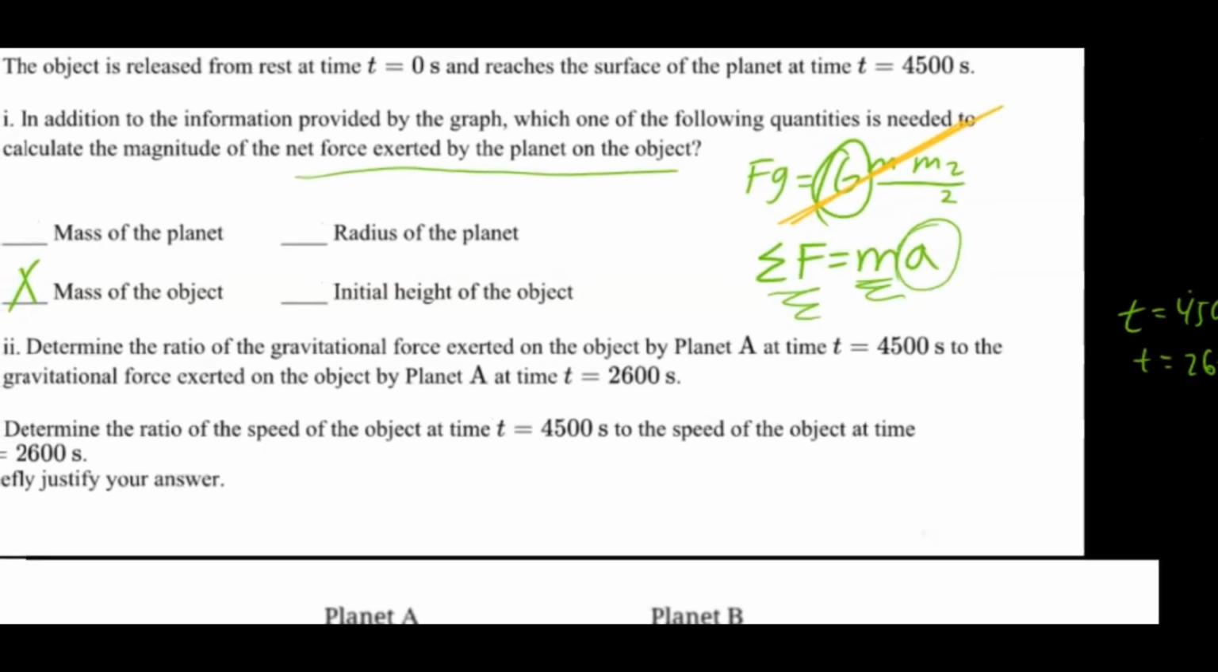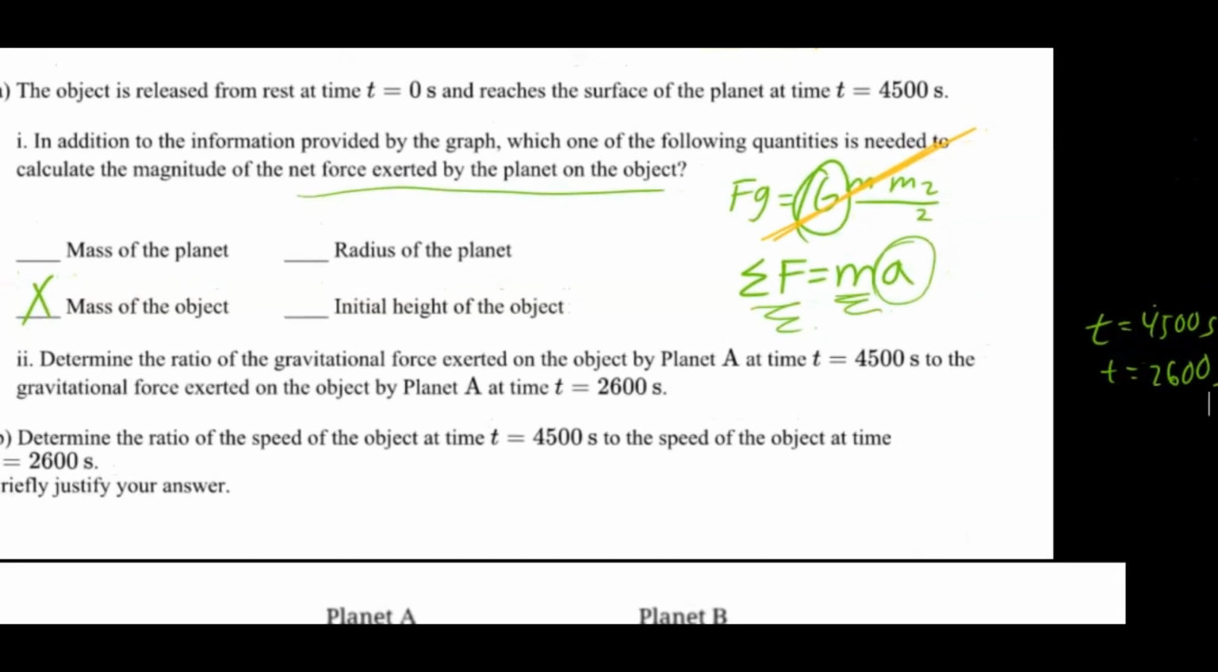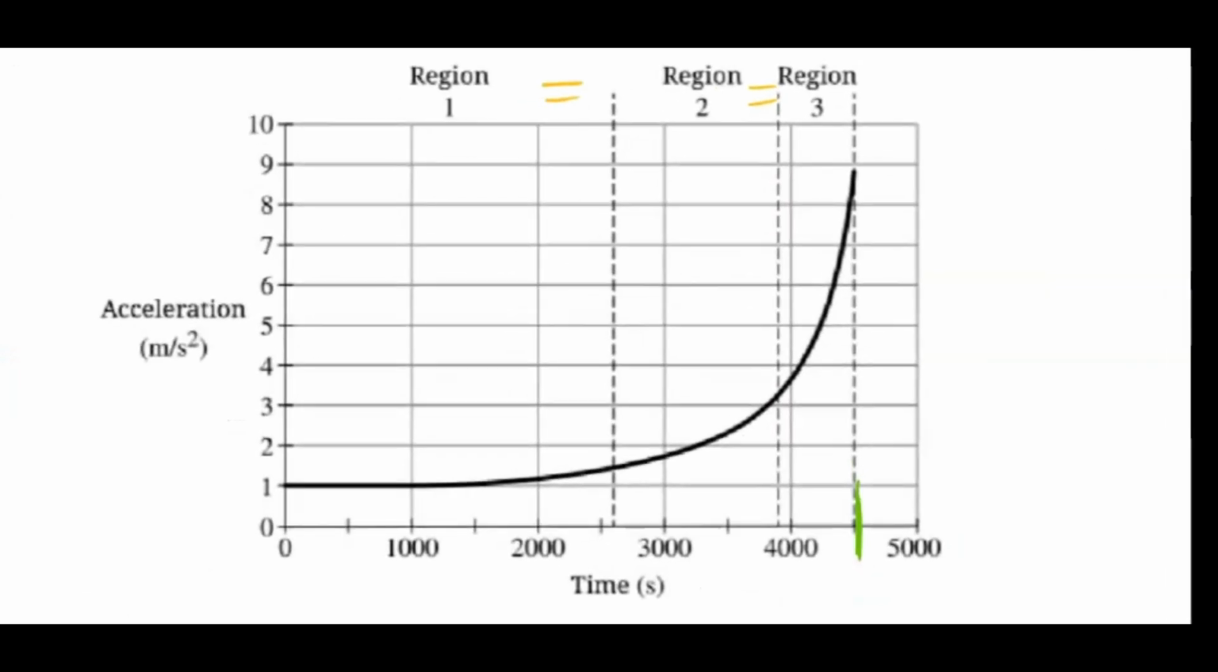And we're going to use that graph because we know net force equals ma. If we can find the acceleration for each of them, we know the masses are the same, and so they'll cancel out in the ratio. And so the ratio of the acceleration is really just the ratio of our net force.